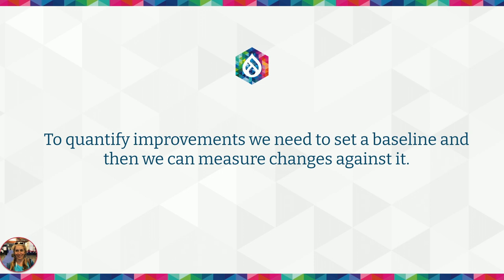To quantify improvements, we need to set a baseline first, and then we can measure changes against this baseline. A great example of setting a baseline is the classic case from 2016 from Spotify, when the Backstage system was introduced. Time to 10th commit for a newly onboarded developer decreased from 60 days to about 2 weeks. And this is a great example of setting a baseline, doing improvements, and then measuring results.